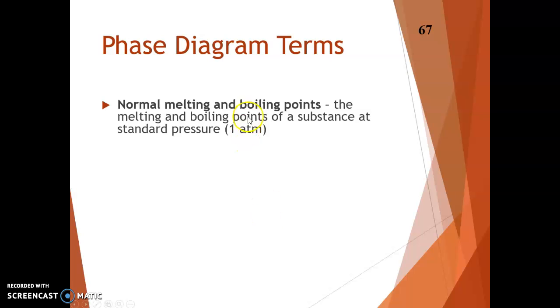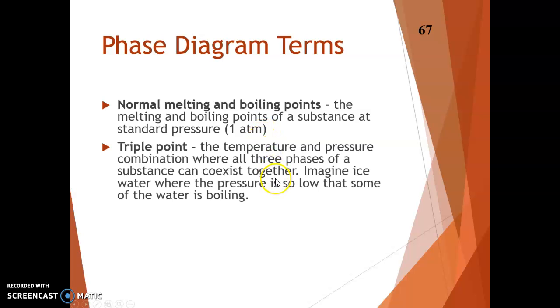All right, so just a few terms for you here. The normal melting and boiling points are the melting and boiling points of the substance at standard pressure, or 1 atmosphere. So those are the ones that are commonly reported, like 0 for the melting point of water and 100 degrees for the boiling point of water, Celsius, by the way. Then the triple point is the temperature and pressure combination at which all 3 phases, solid, liquid, and gas, can coexist together. I've already talked about that example of ice water that is boiling.